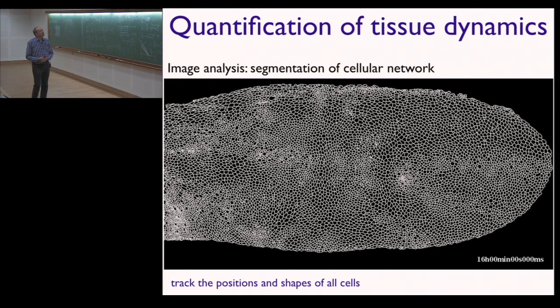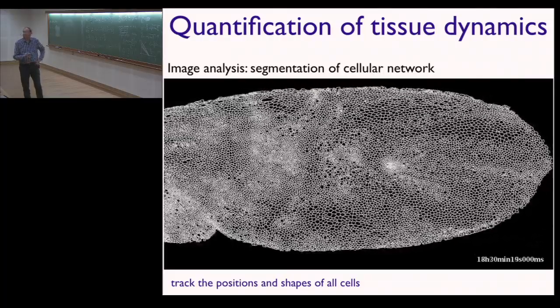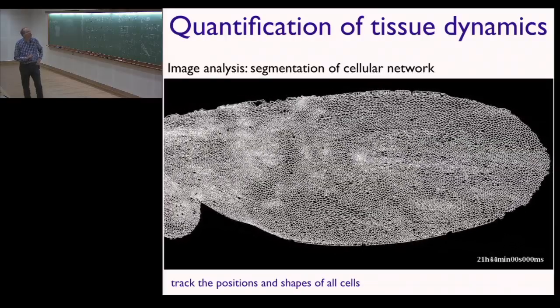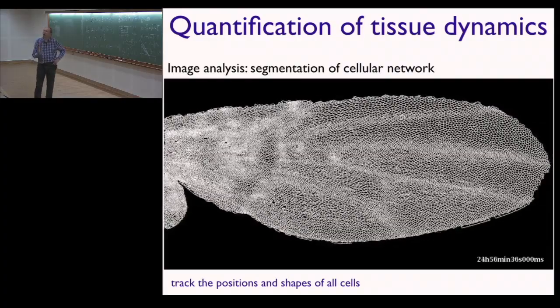So here you see the segmentation using image analysis of these movies. Each cell here is actually a polygon, and we can track cells through the whole movie, several tens of thousands of cells. We can also identify cell divisions. We see when cells get extruded and disappear.